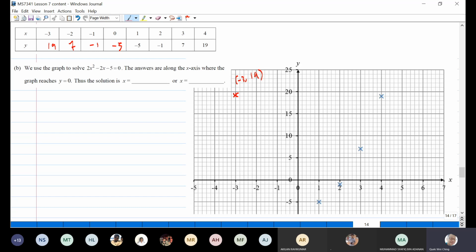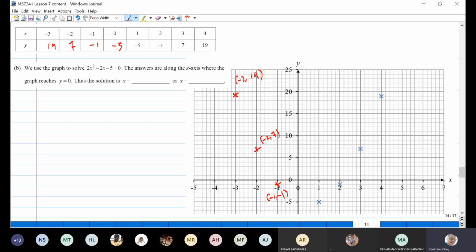Now x equals minus 2, y equals 7, somewhere here. So this is minus 2, 7. And x equals minus 1, y equals minus 1. So this is minus 1, counting 1, 2, 3, 4, 5. This point is minus 1, minus 1.